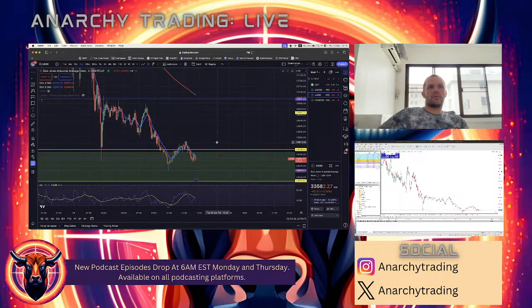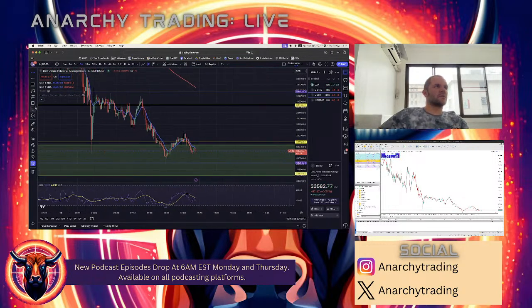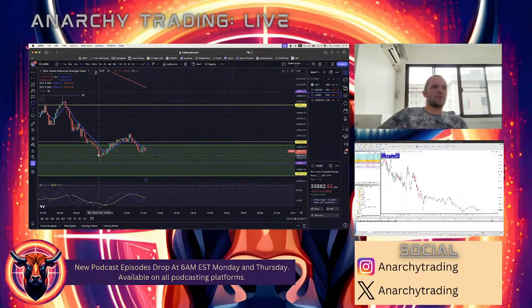And now on the 5, looking very similar to DAX. We also have this big red candle over here from yesterday. It's kind of gone to fill that wick, bounce down kind of.